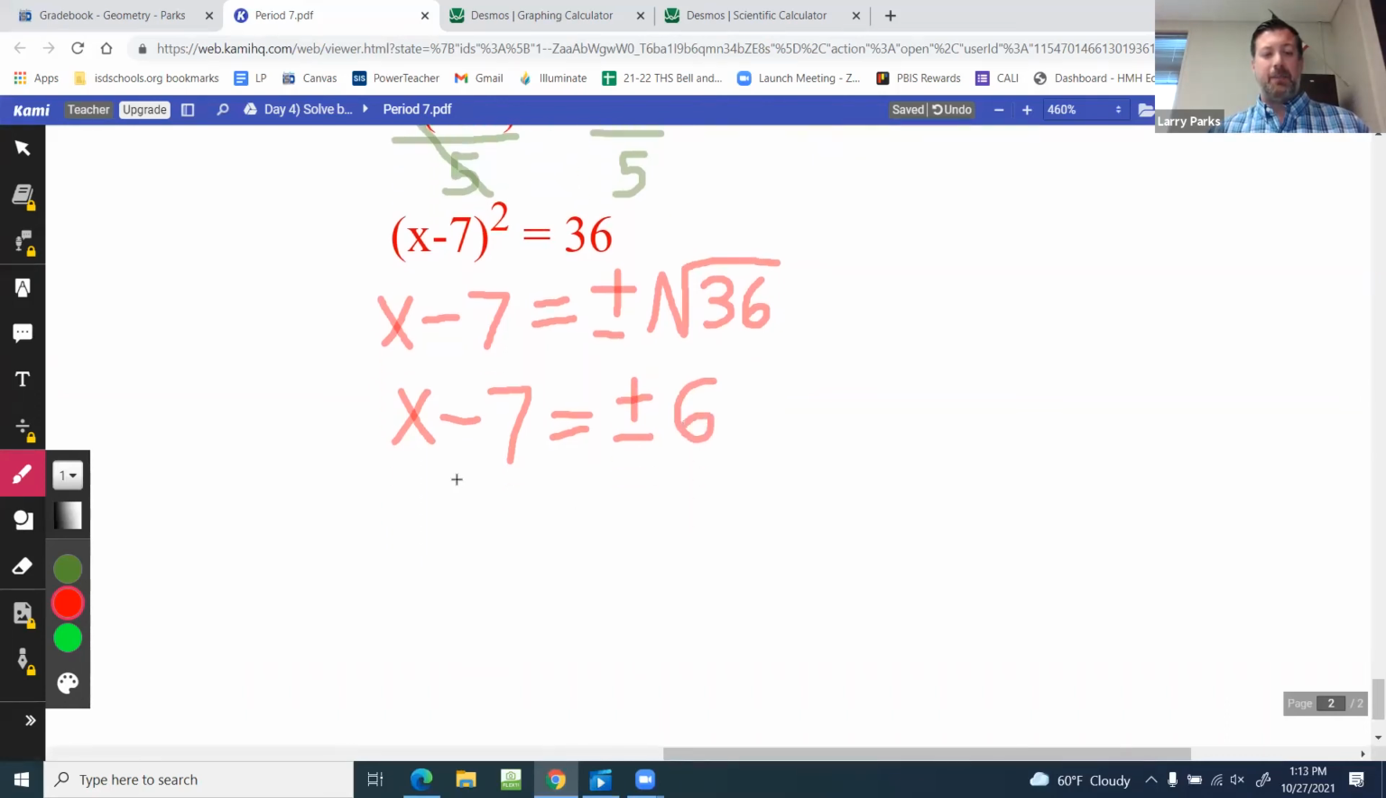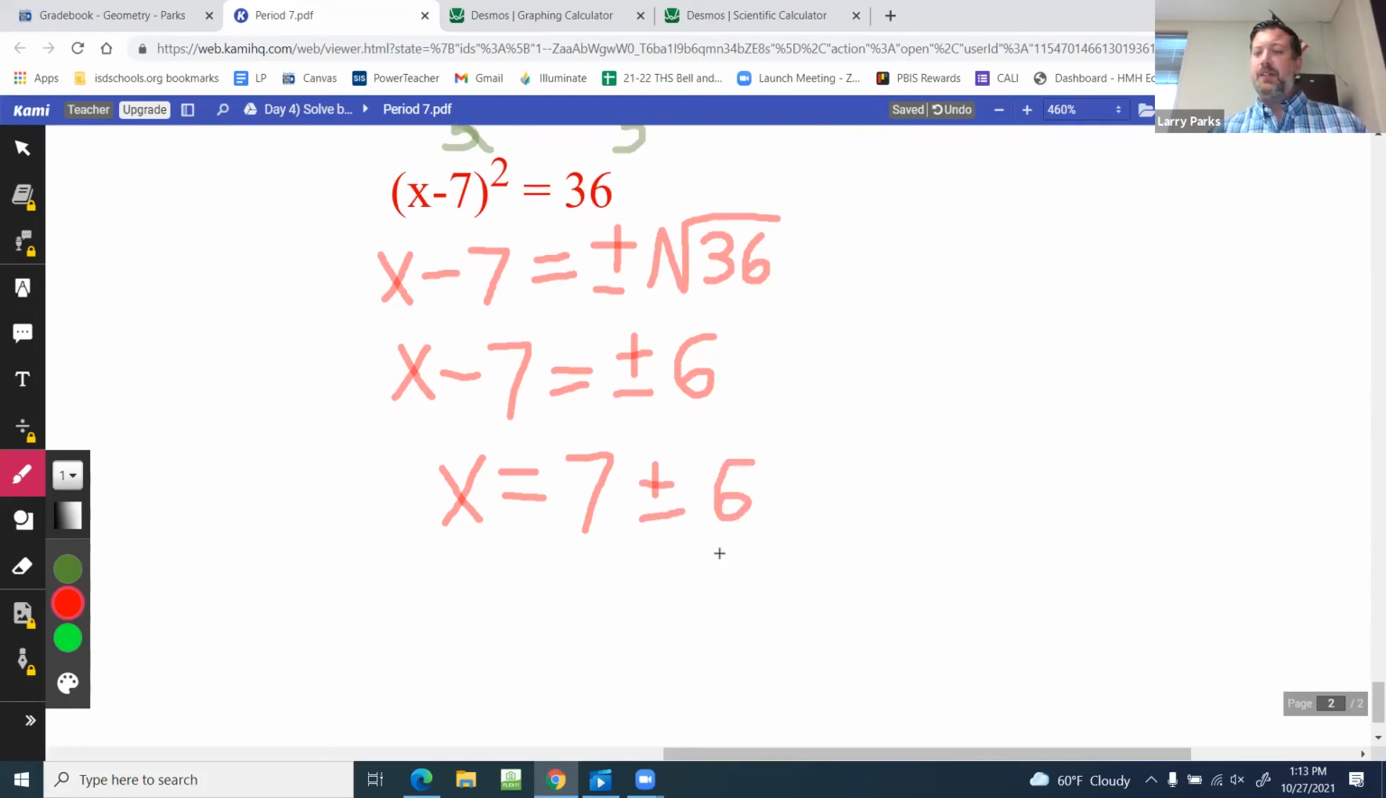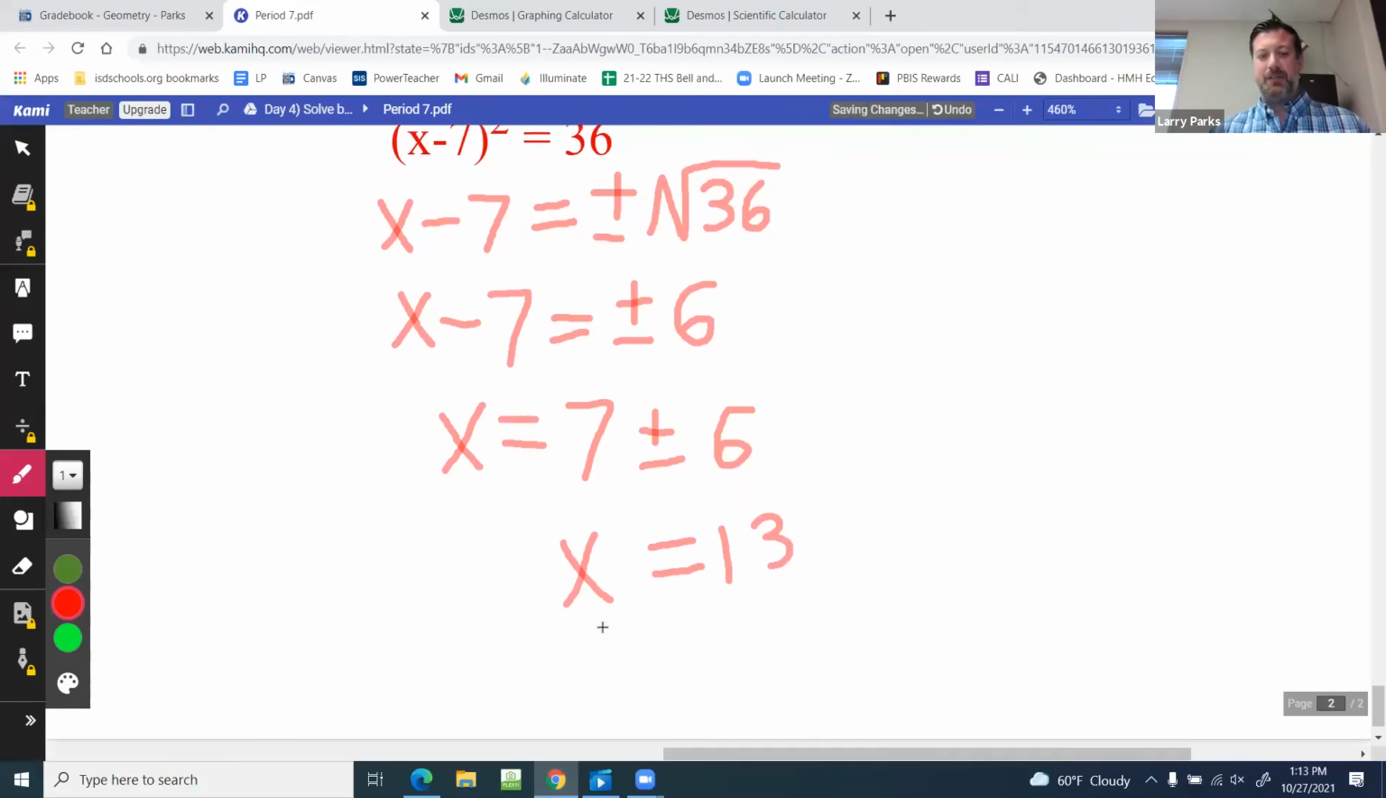And then I want to add 7 to both sides. If I add 7 to both sides, I get x equals 7 plus or minus 6. So what does that mean? That means one of your answers is 7 plus 6, which is 13. Your other answer is 7 minus 6, which is 1. So I think the answer is 13 and 1.